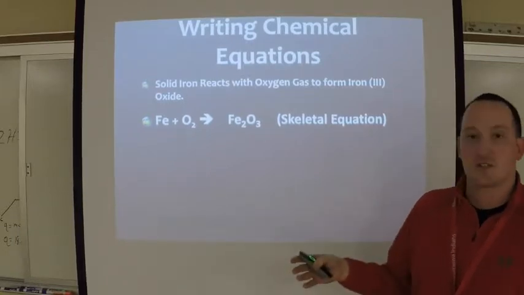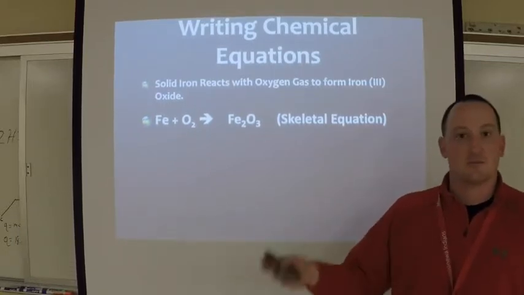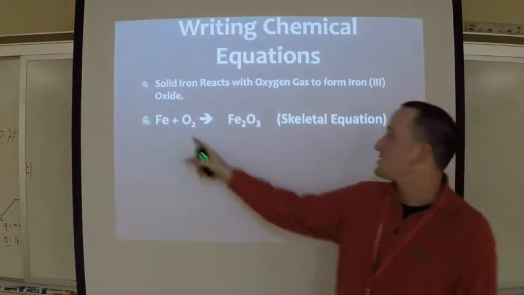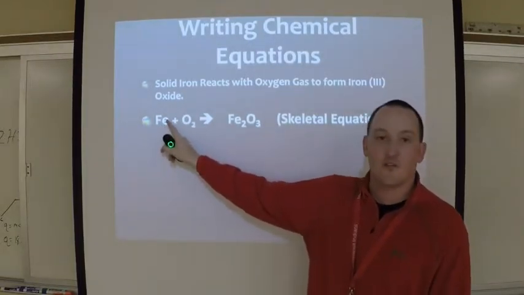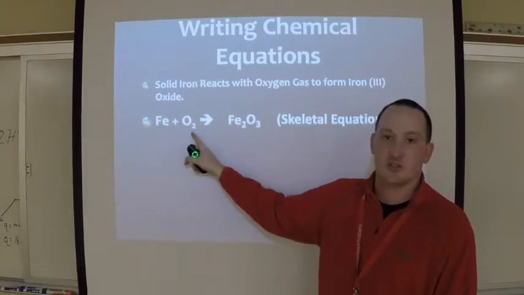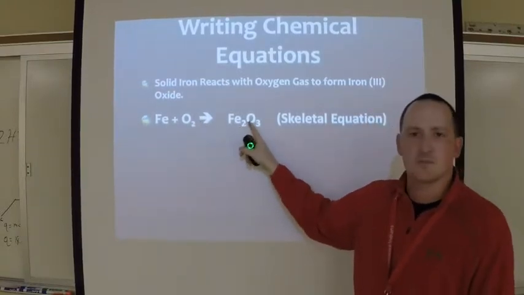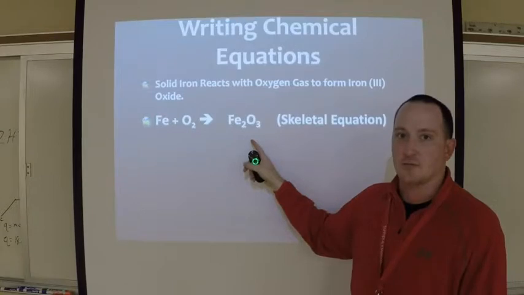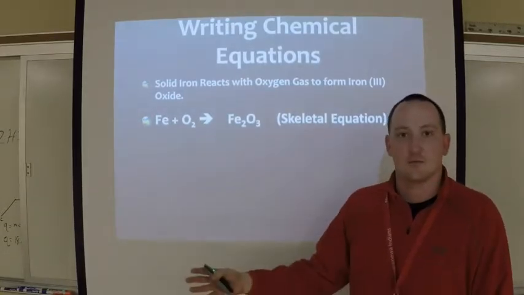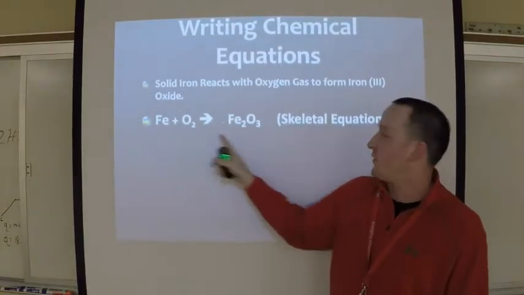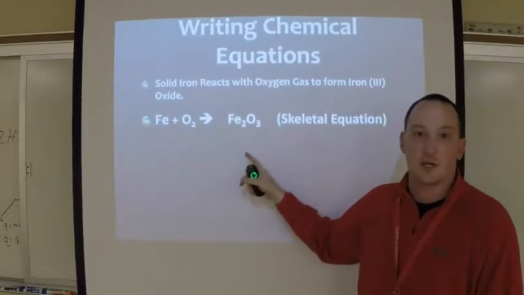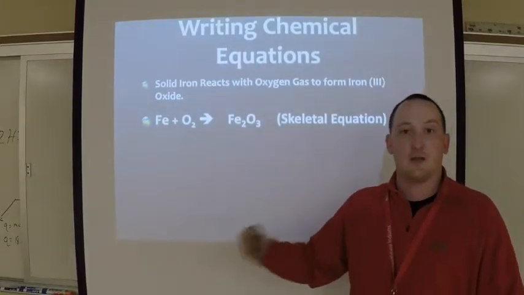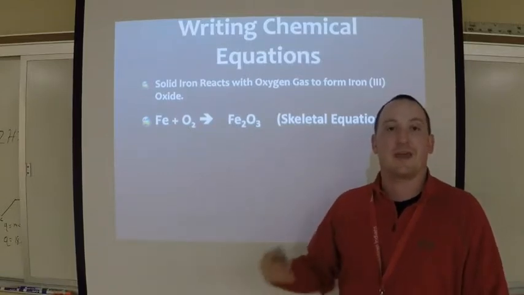So the law of conservation of mass says that atoms can't be created or destroyed. Well, based on how this equation is written, on this left side, it's saying that I have one iron atom and 2 oxygen atoms, and it's going to form 2 iron atoms and 3 oxygen atoms. Well, I can't do that. I can't start with 1 iron and then all of a sudden have 2. I can't start with 2 oxygens and then all of a sudden have 3. Basically, I've created an iron and an oxygen atom. Well, I can't do that.